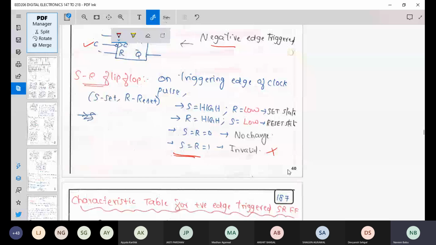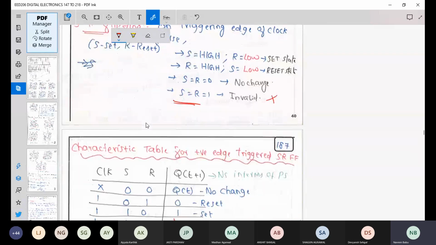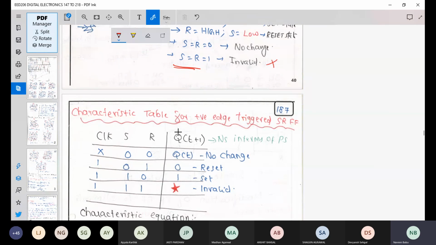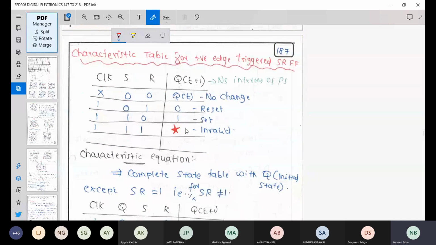Now, for that, we created a characteristic table. The characteristic table will not give you any detail. It will give you just an overall picture of how your SR flip-flop works in terms of your present input. So if your output is a next state, your next state will be represented in terms of present states. So we created a characteristic equation, and to create a characteristic equation, your characteristic table is not sufficient. We have to create a state table now.